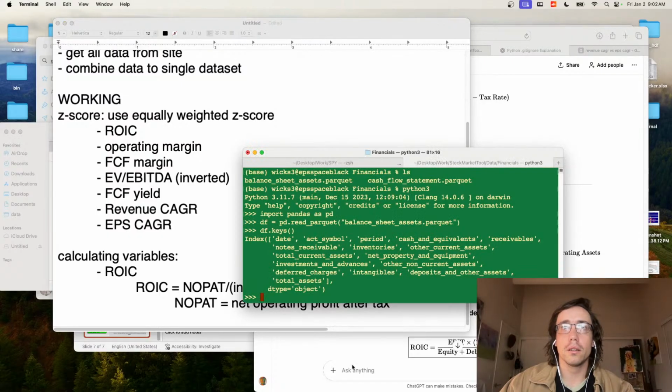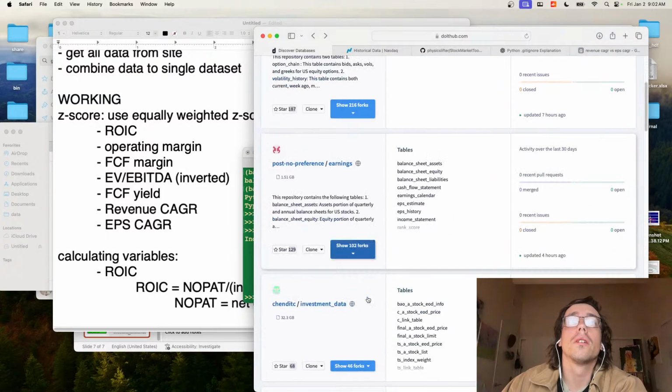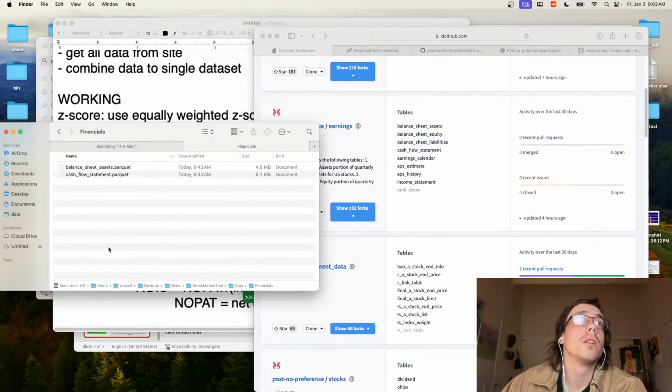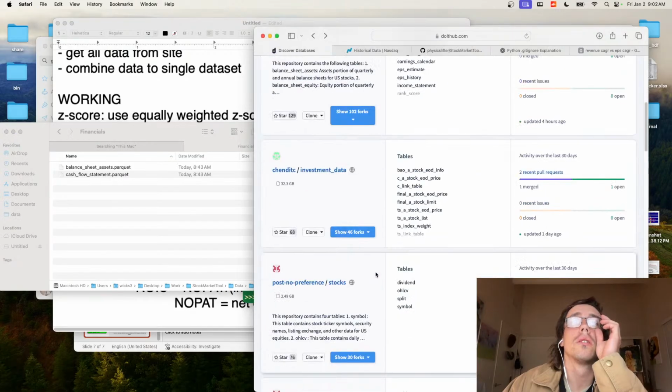NOPAT, is that in here? Net operating profit. Let's just look here for net operating profit. Balance sheet assets, cash flow statement, earnings.